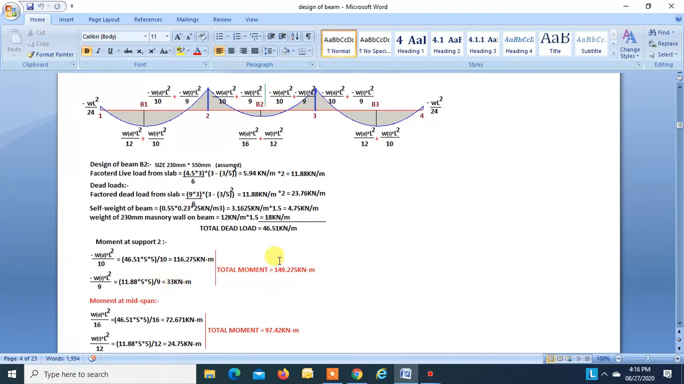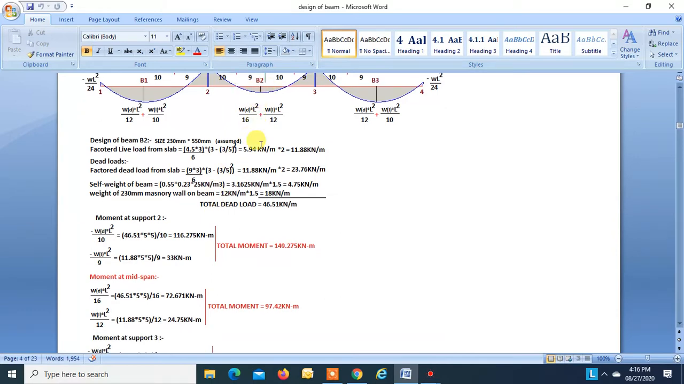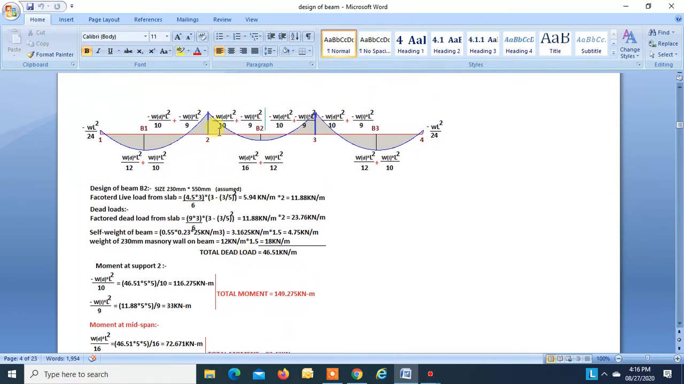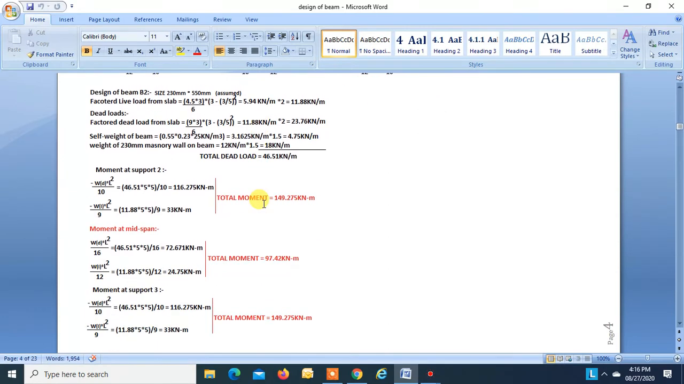Total is 149.27. Now coming to the moment near the mid span. This will give the moment due to dead load, that is 72.67. This will give the moment due to live load, that is 24.75. Total moment is 97.42. Now, at support 2 and support 3, the moments have to be the same, so same moment at support 3. So this is how we get the moment.